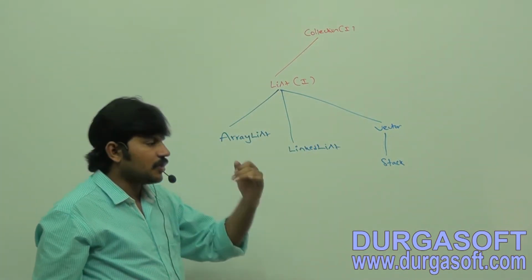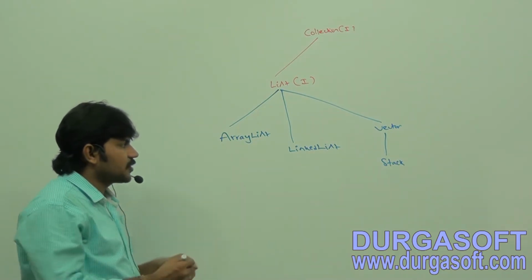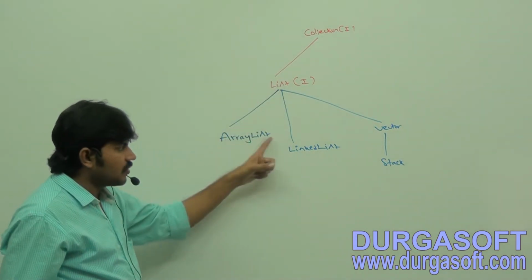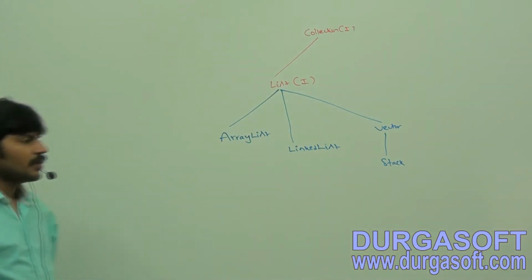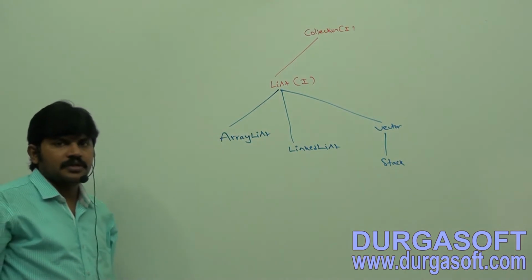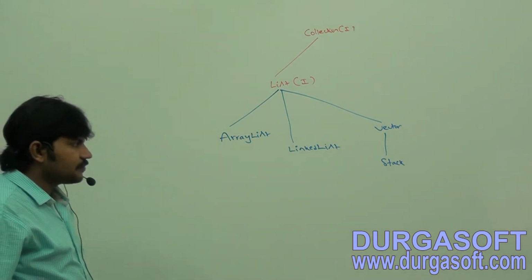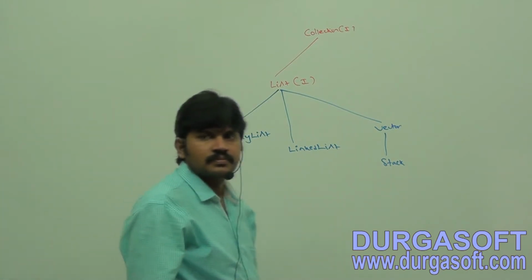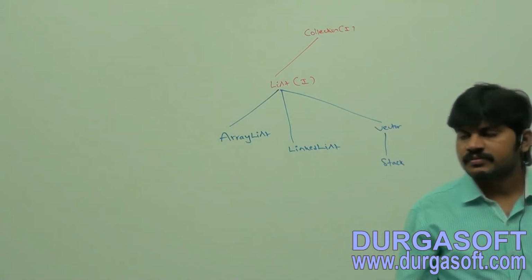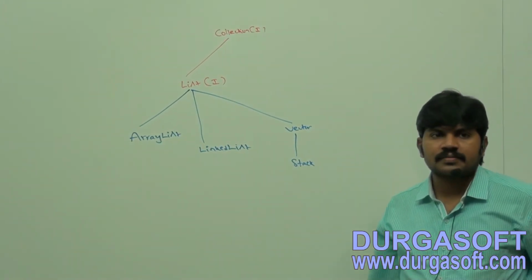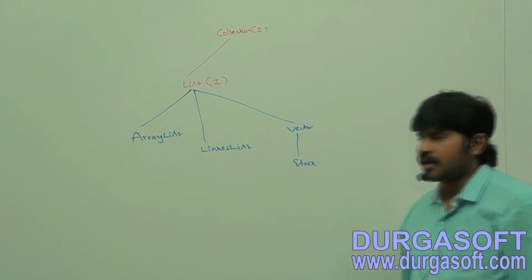Okay, now keep a subheading. First one, these 4 classes. So do you want to take this diagram? Just take it, so that we will discuss the modules. Collection, list, ArrayList, LinkedList, Vector, Stack.